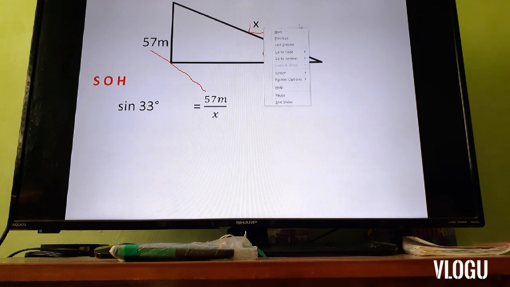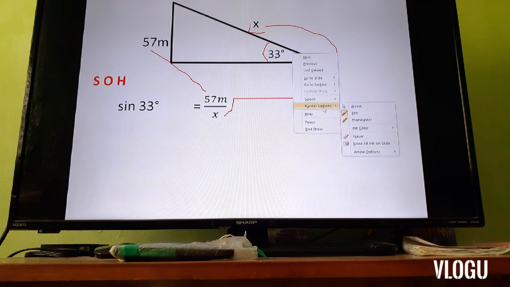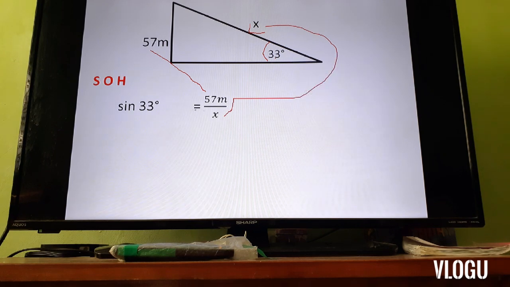So I have now to write the information. To solve for the value of x, I have sine 33 degrees, which is equals to my opposite side, which is 57 meters, over x, which is my hypotenuse. To solve for this, we just simply cross multiply or cross product the given information.